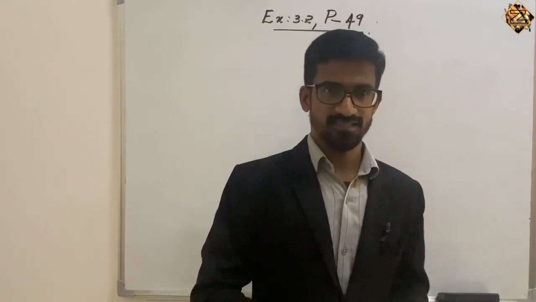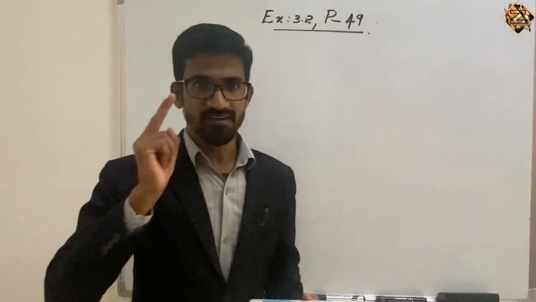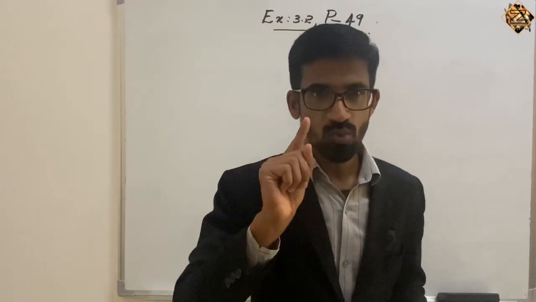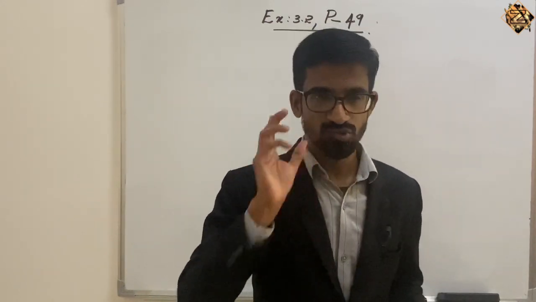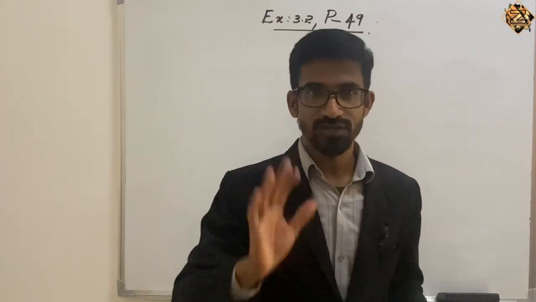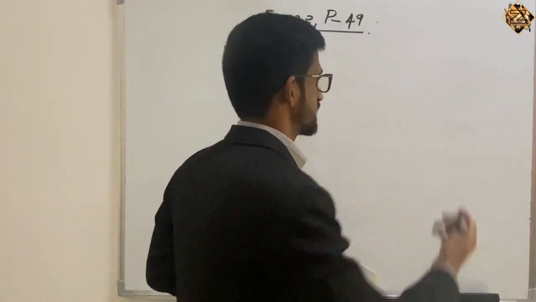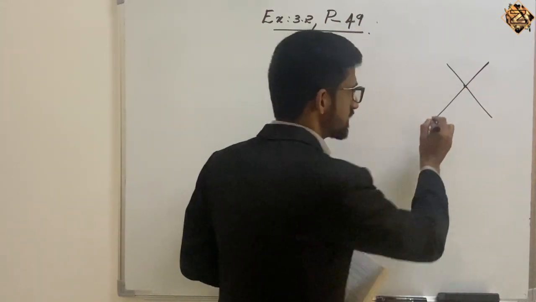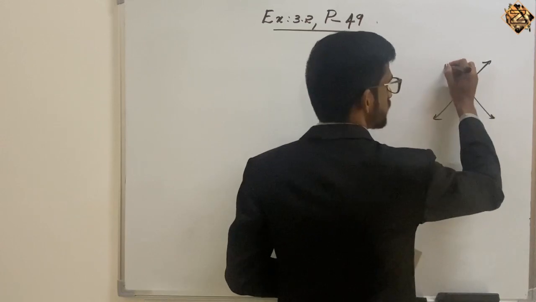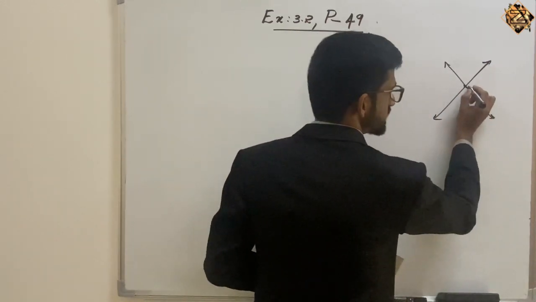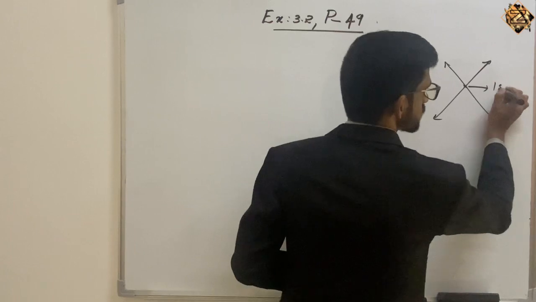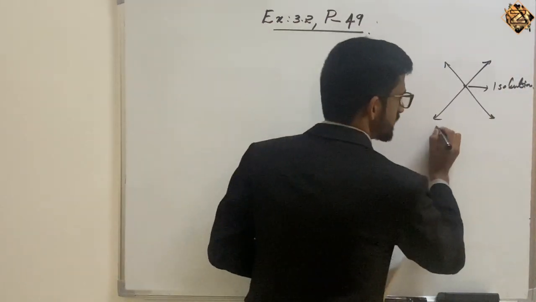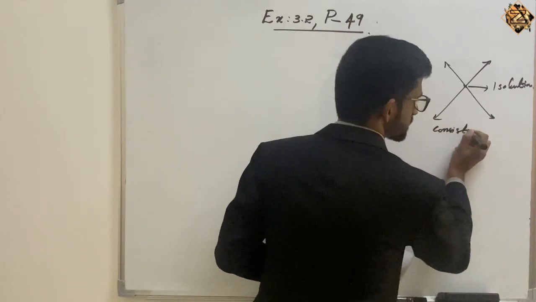So we have already discussed for a pair of linear equations, if the given lines are intersecting, then definitely there will be exactly one solution, isn't it? Then we can say that the pair of linear equations are consistent. If the lines are intersecting, what is the number of solutions here? Exactly one solution. In this case we can say that the given lines are consistent.